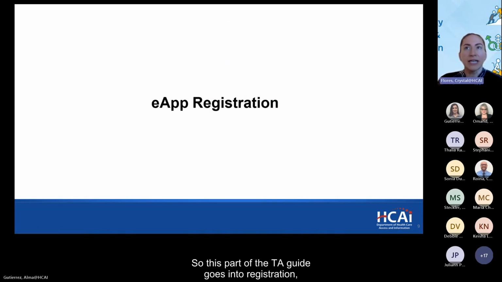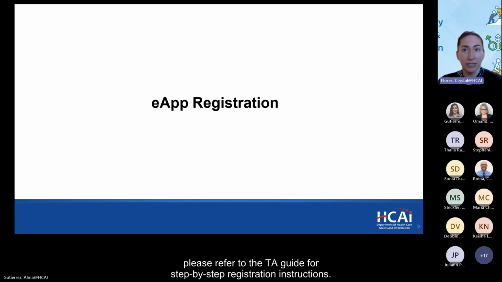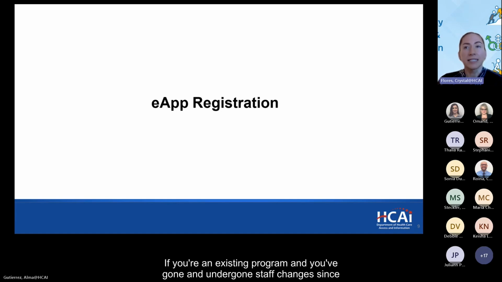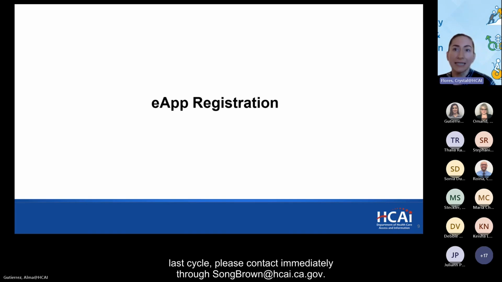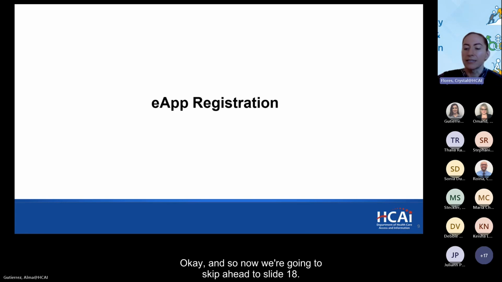So this part of the TA guide goes into registration, but as most programs have registered for eApp, we're not going to cover registration in detail today. But if this is your first time applying, please refer to the TA guide for step-by-step registration instructions. If you're an existing program and you've undergone staff changes since last cycle, please contact immediately through songbrown@hcai.ca.gov.